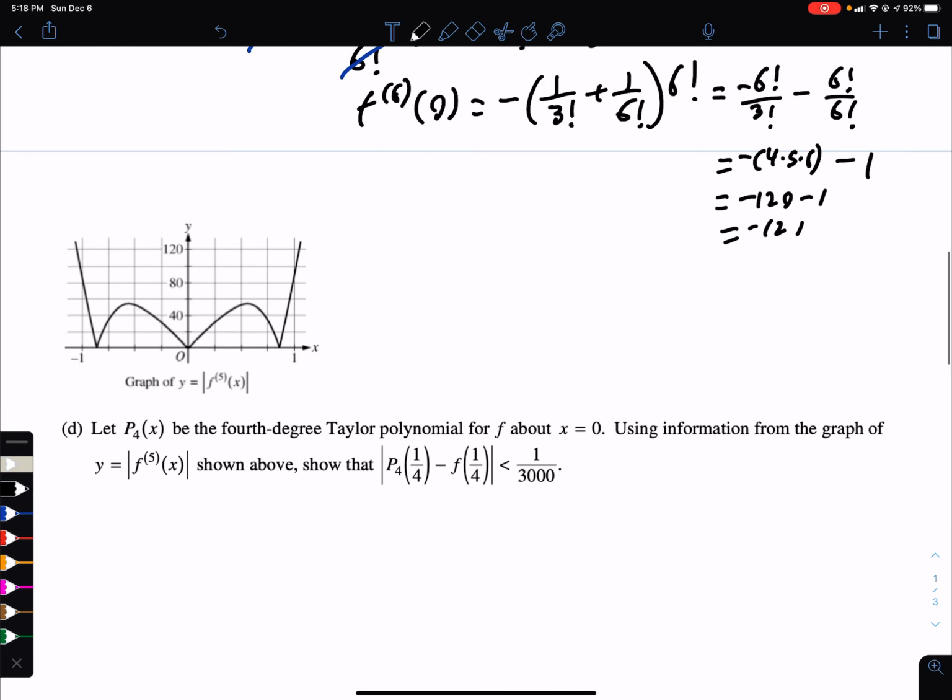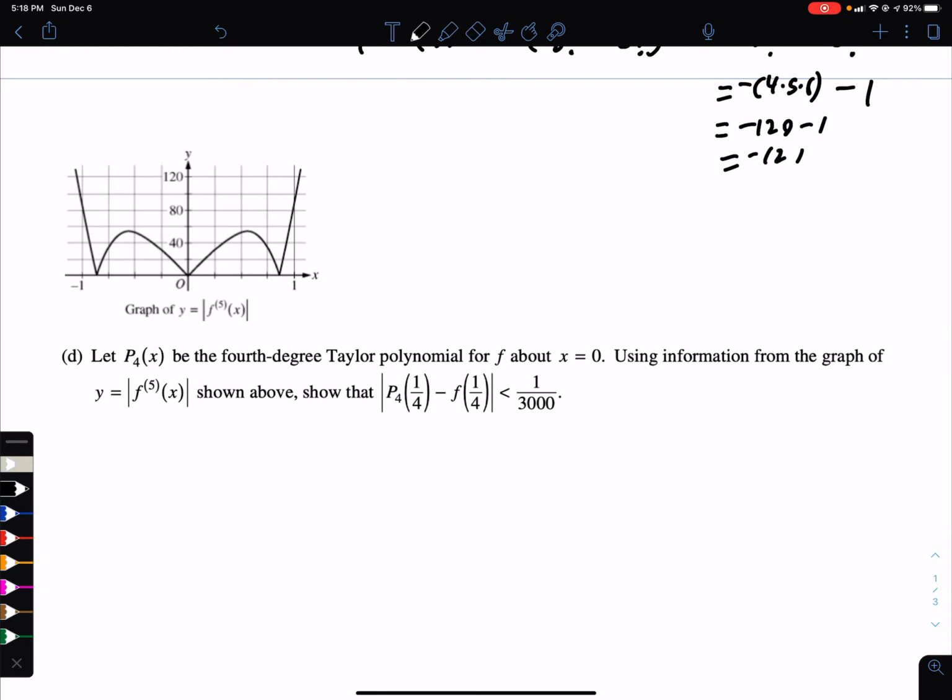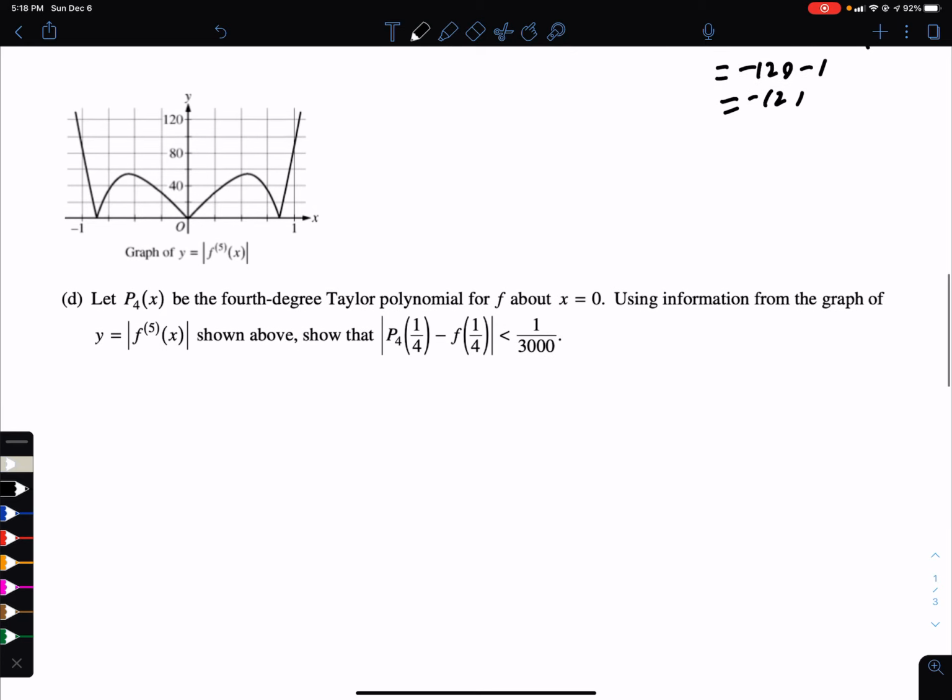Okay, part D. Let P4 of x be the 4th degree Taylor polynomial using information from the graph. We want to show the error. So this is the actual value of the function. This is the Taylor polynomial. And we subtract it, it's the error. So I can just say, what will the error be?